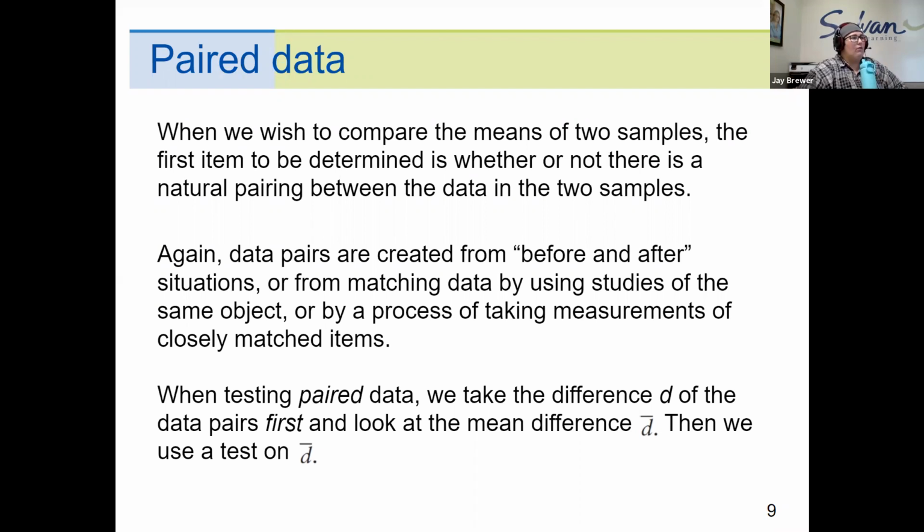All right. When we wish to compare the means of two samples, the first item to be determined is whether or not there is a natural pairing between the data in the two samples. Again, data pairs are created from before and after situations or from matching data by using studies of the same object or by a process of taking measurements of closely matched items. When testing paired data, we take the difference D of the data pairs first and look at the mean difference D bar. Then we use a test on D bar.